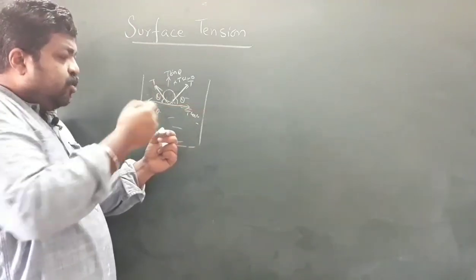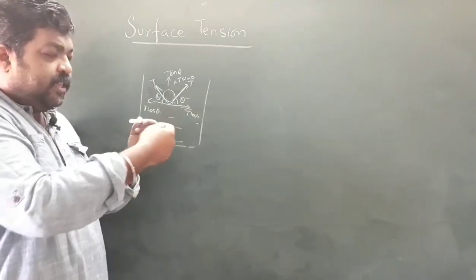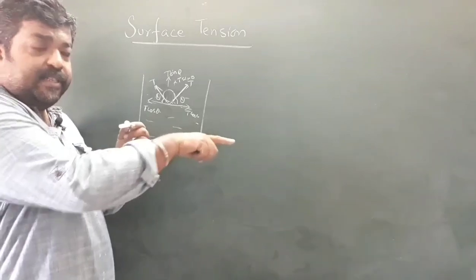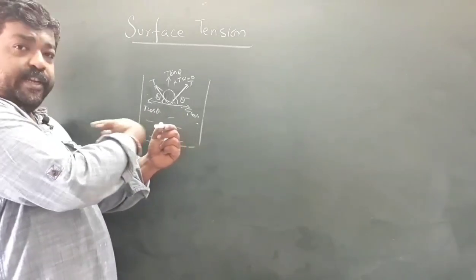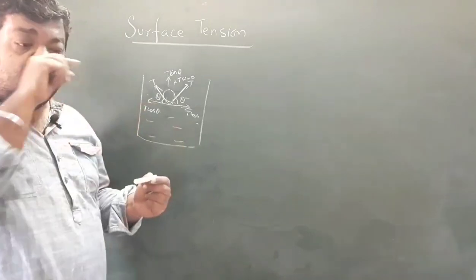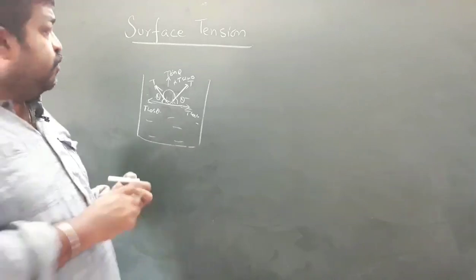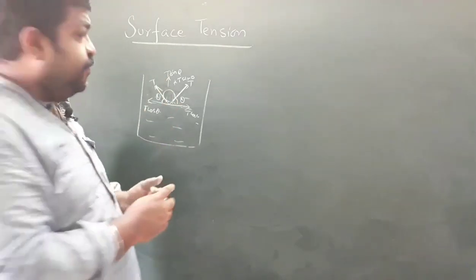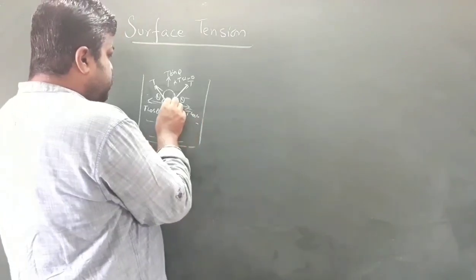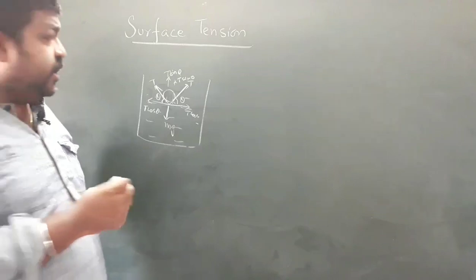This T cos theta component for each part along the length will be acting in this direction, and on this side in the opposite direction. So these T cos theta components will cancel out. The resultant force will be because of this T sin theta. Now what is the weight? Weight is acting in the downward direction, weight of the needle.